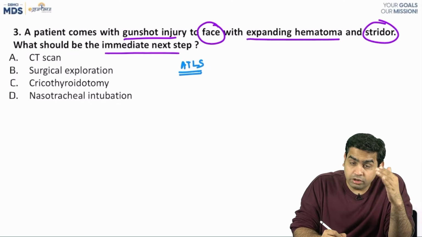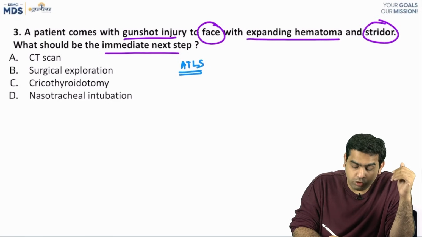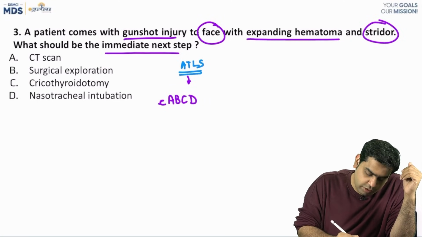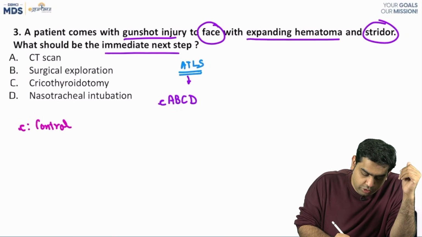So what is the sequence of events which you basically follow in the ATLS? It is called small c, A, B, C, D. What is this small c standing for? The small c is basically for control of external hemorrhage.